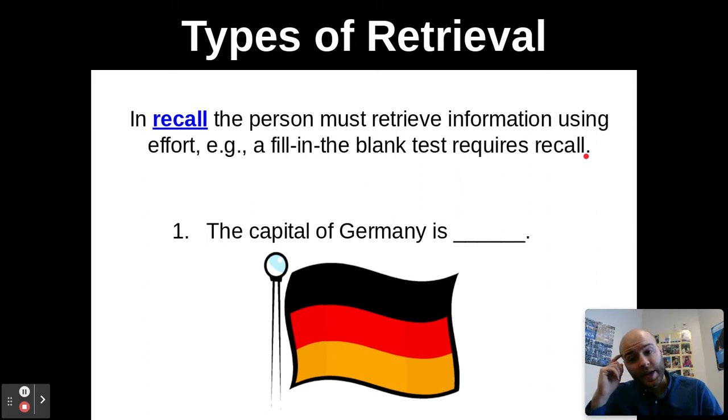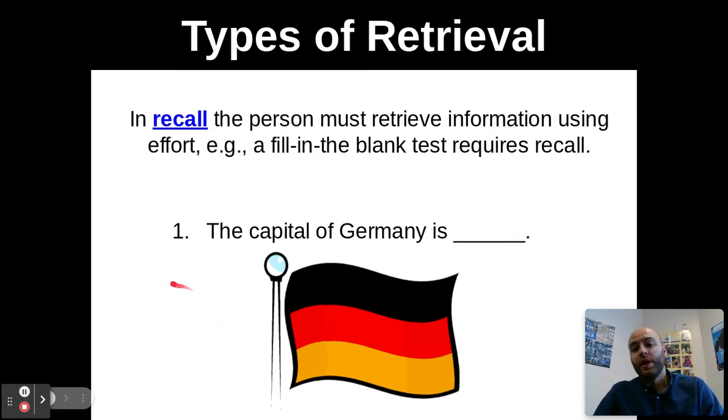In opposition to that, you have recall, and this is where the person must retrieve information using effort. This is a lot of effortful processing. The answer is not right in front of you like in recognition. In recall, you have to pull it out of your brain, which makes it much more effortful and much more difficult. So a fill in the blank test requires this, or your FRQs, they all require this as well.